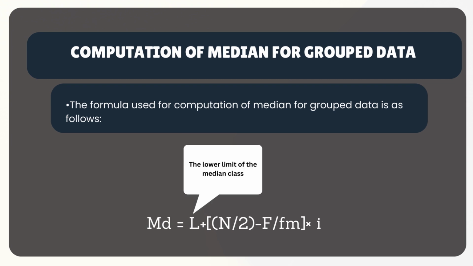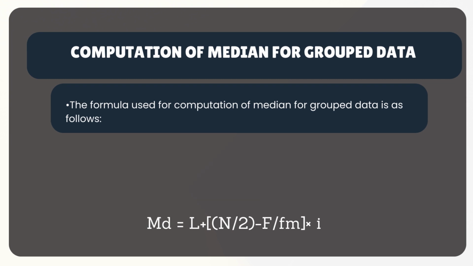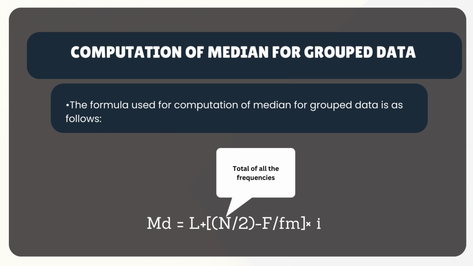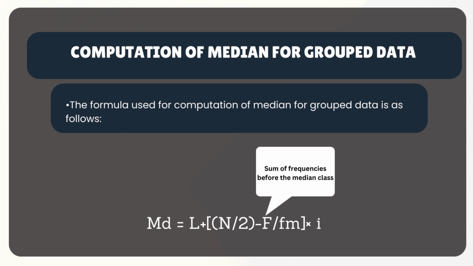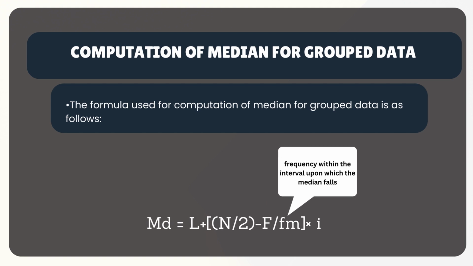Here L is the lower limit of the median class, and n is the total number of scores or total number of frequency, the total number of data set you can say, or if you have group data, the total number of frequency. F is the sum of frequency before the median class. The sum of all the frequency before the median class is called capital F. Fm is equal to the frequency within the interval upon which the median falls. We will discuss more about it, you can understand with the example.